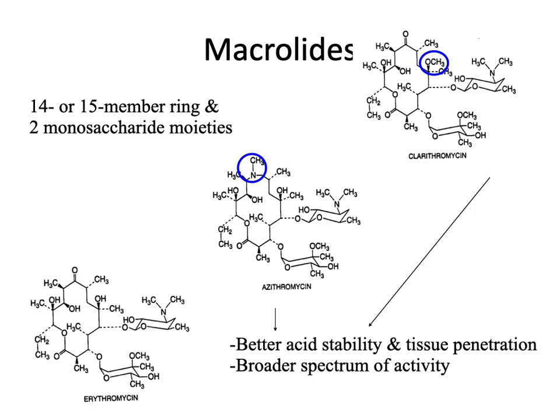Finally, macrolides, and I'm showing you here 3 macrolides: clarithromycin, azithromycin, and erythromycin. There are some differences in the structure that lead to differences in the pharmacokinetics, being acid stability, tissue penetration, and the spectrum of activity.